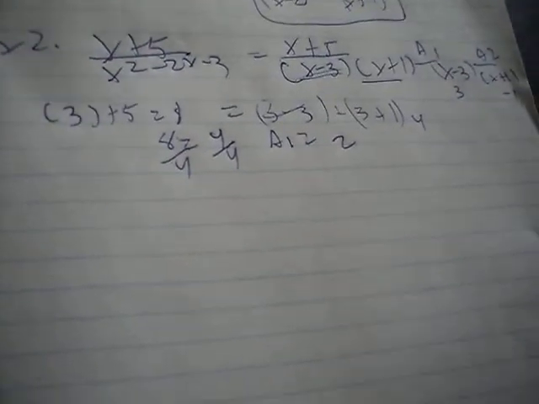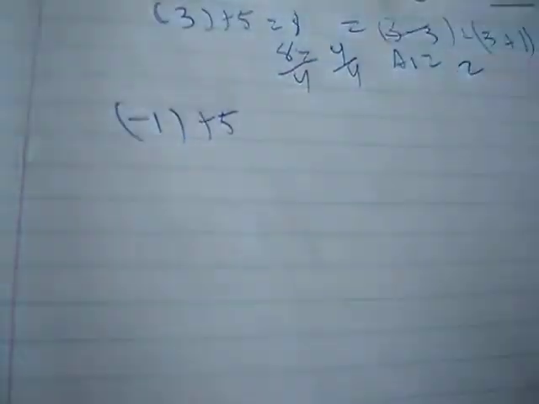Alright, that sounds good. Now let's solve for our A2. Our A2, like we got it right there, is negative 1. So we just plug that in, negative 1 plus 5 equals 4.